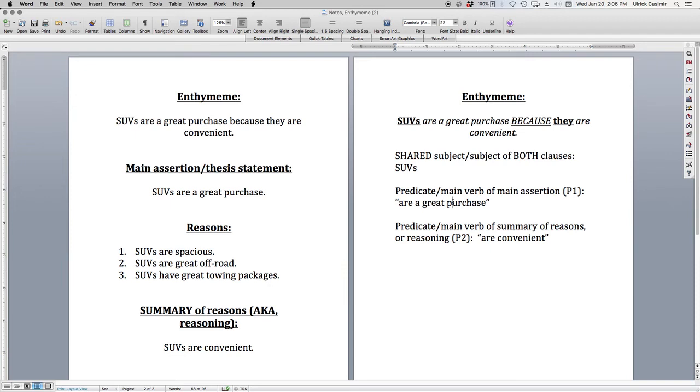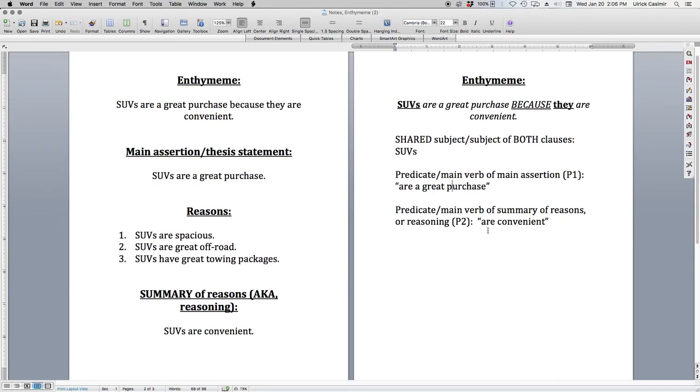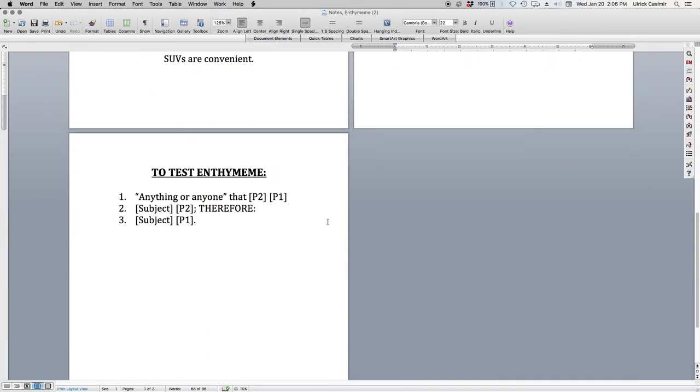So one thing that I would suggest that you do is you go back to your own enthymeme and make sure that it's built properly. If you do so, and it is built properly before you get into this enthymeme testing, then this would really help you identify any flaws in your thinking or in your argument.